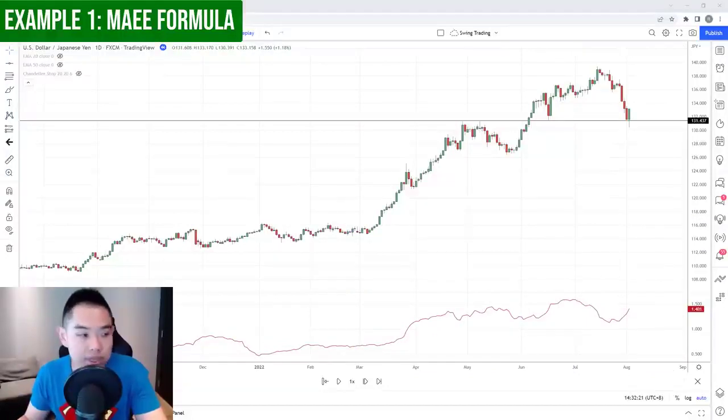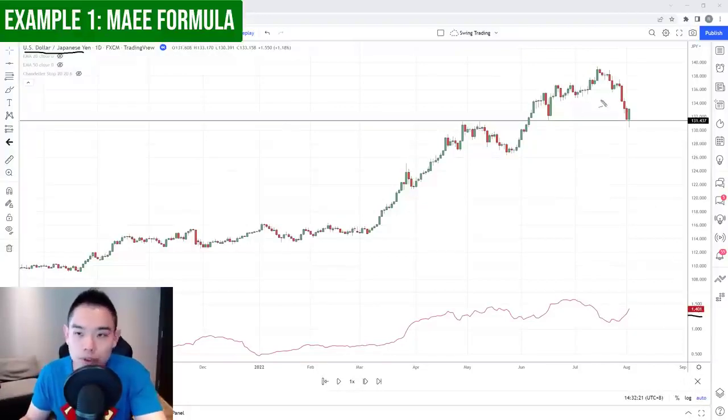Over here, what you can see is this number 1.401. We'll take it as 1.4. What this means is that over the last 20 trading days, this currency pair, dollar against the Japanese yen, moves an average of about 1.40 per day on average. So about 1.4 per day.